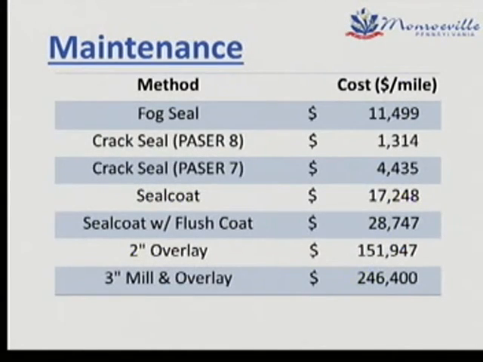And then just some numerical figures here for the different methods. The cost per mile. I have fog seal at the top here because it'd be the first one we do. The top 5 are what we would consider preventive maintenance, and the bottom 2 would be paving. So you can see crack sealing is relatively cheap, seal coating is a little bit more, and then obviously milling and overlaying is tremendously more expensive. That doesn't account for how long those methods last though.